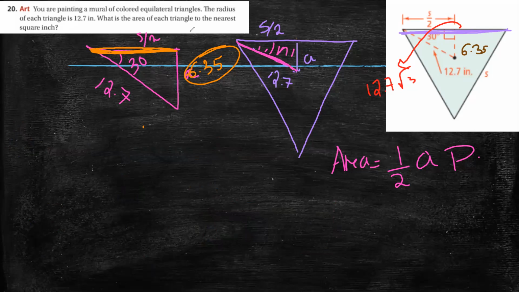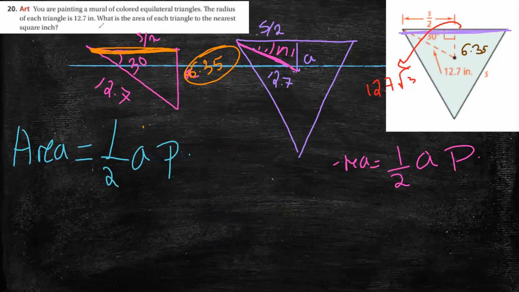Now after that, I need to find the area. We said before that the area is half times the apothem times the perimeter. Now where's the apothem here? I found it. It is 6.35. Is it right? Yes.